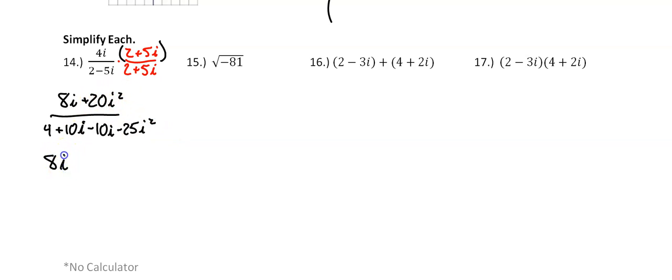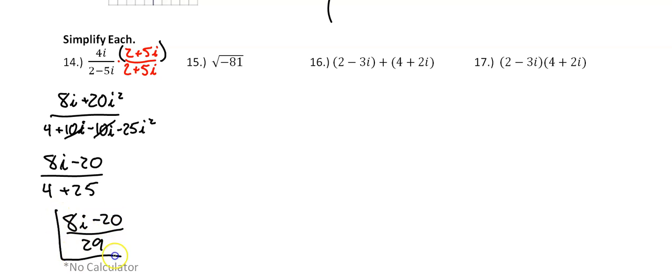So that means I end up with an 8i minus 20 up here because of the -1. Down here, I end up with a 4. The 10i minus the 10i, those guys cancel out. But then again, i squared is a -1, so that becomes a plus 25. And so it ends up being this, 8i minus 20 over 29. And now the denominator is rationalized. I don't have any radicals left underneath there.